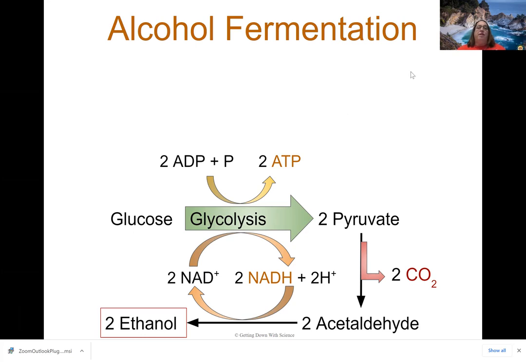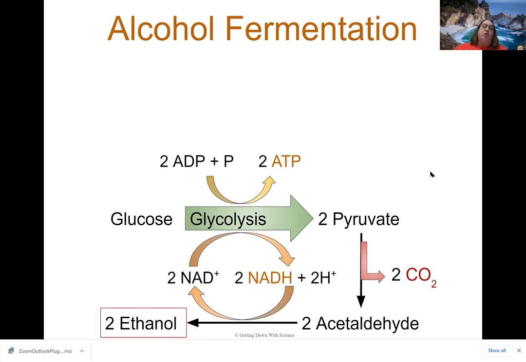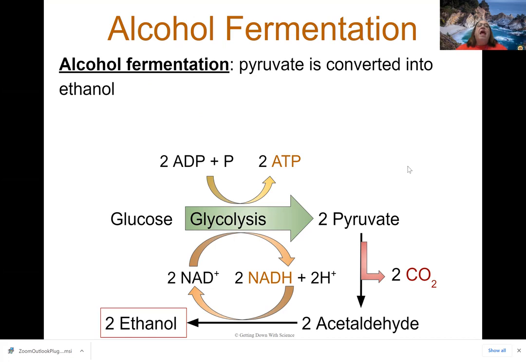This will then use the NADH that we had from glycolysis. It's going to utilize that to convert the acetaldehyde into 2 ethanol molecules. Yes, alcohol. In alcoholic fermentation, the pyruvate is converted into ethanol. Bacteria and yeast in particular will do alcoholic fermentation.